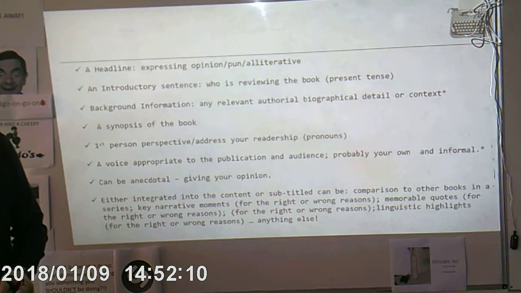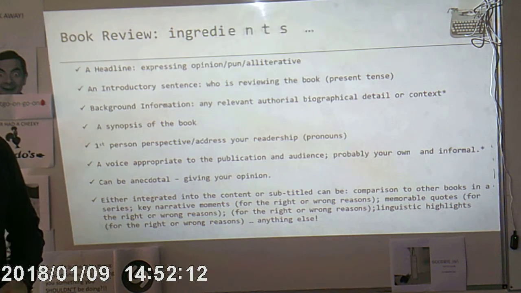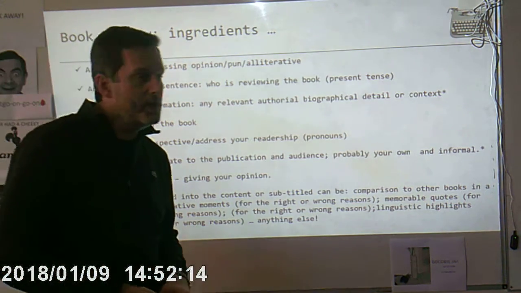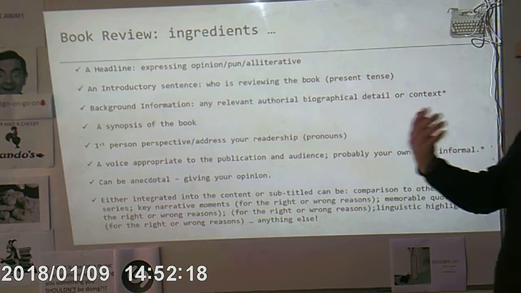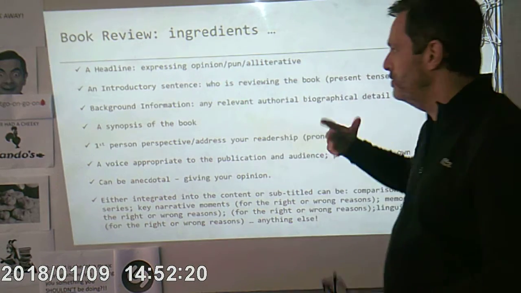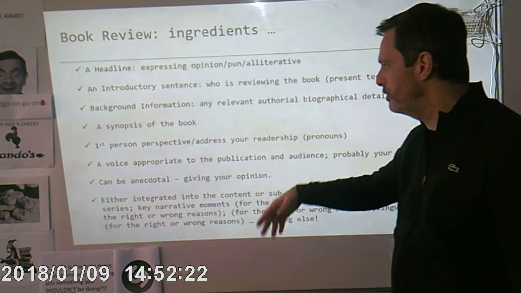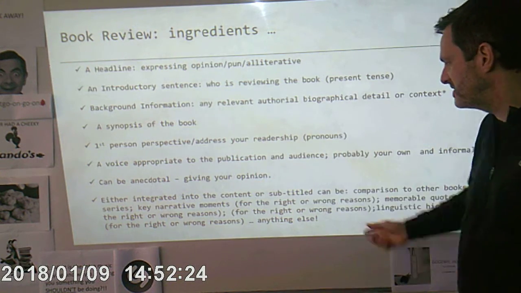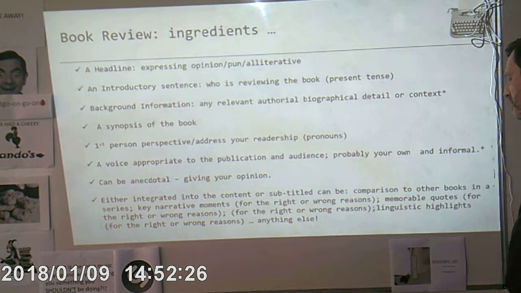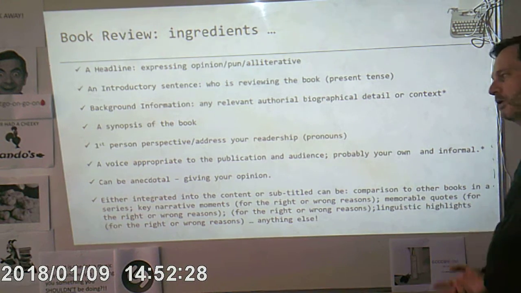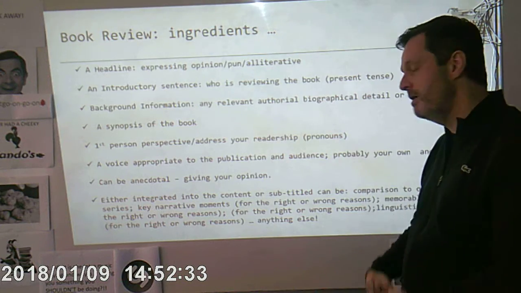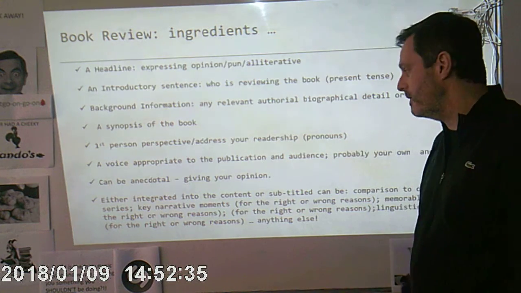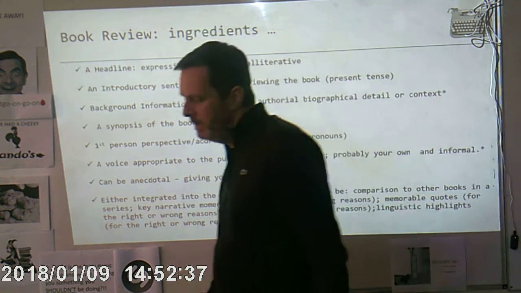Now, when it comes to books, it's very much the same. Obviously, we're looking at the same idea, and you can do it exactly the same way. A headline, introductory sentence, who is reviewing the book, synopsis of the book, and again, all those techniques are the same. Obviously, you'd have to change some of these ideas at the bottom: memorable quotes from the book, key narrative moments. Don't give away spoilers if you can, but it's all about your opinion and how you feel about a particular thing.